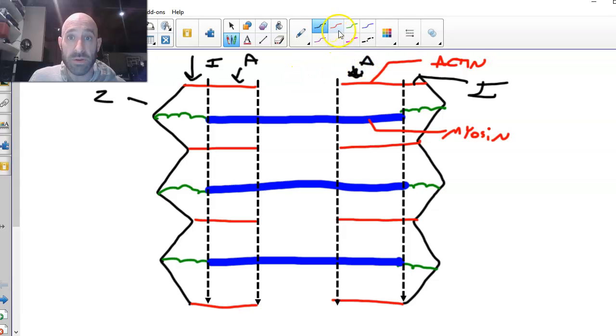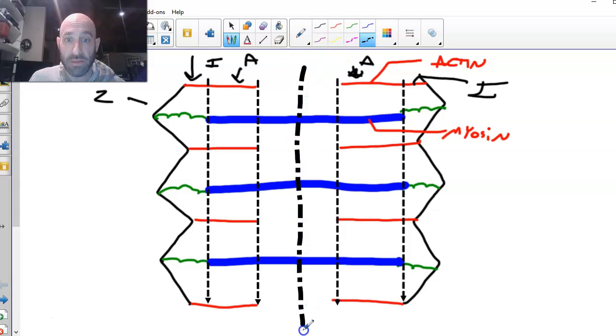Now the M line is going to be right down the middle. So the M line is just right down the middle, and that anchors these proteins, and that's easy to remember. M line stands for middle, Z line is the end. And then this area in the middle where it's going to be just myosin is what we call the H zone. So this is the H zone. So it's H zone where it's just myosin, A zone where it's actin and myosin, and I band where it is just actin. And that is what we call the sarcomere.